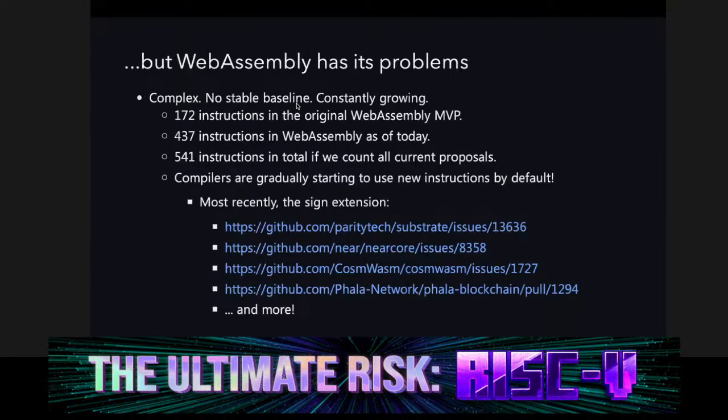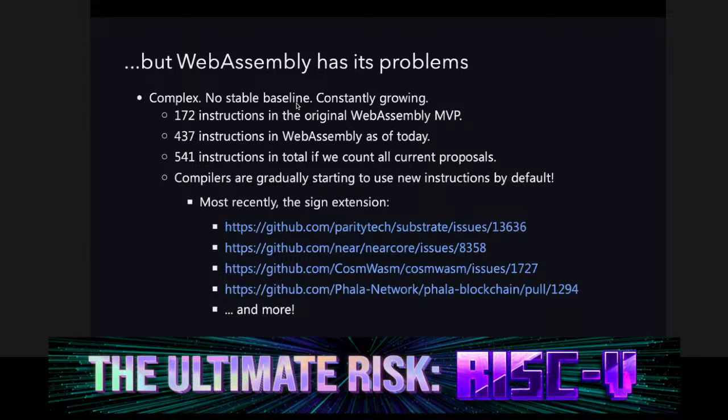For example, WebAssembly is actually pretty complex. There's no stable baseline and it's constantly growing. The very first minimal viable product of WebAssembly had 172 instructions, and that's up to over 400 today. So that's quite a bit of growth. And if we count all of the current proposals which are in flight, we get up to 541 instructions. So this is quite complex.